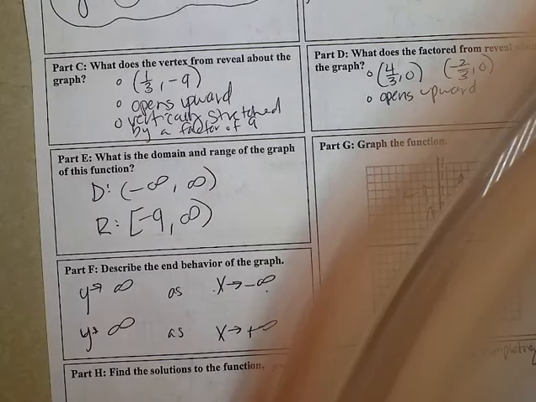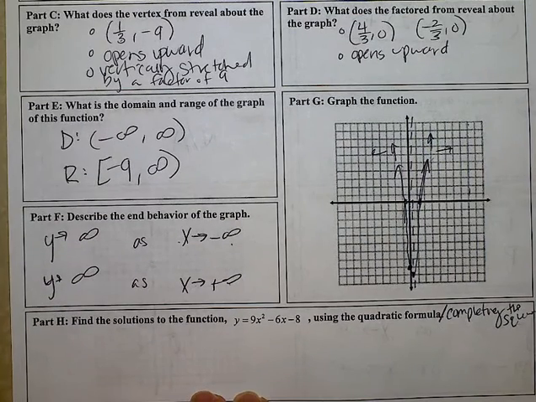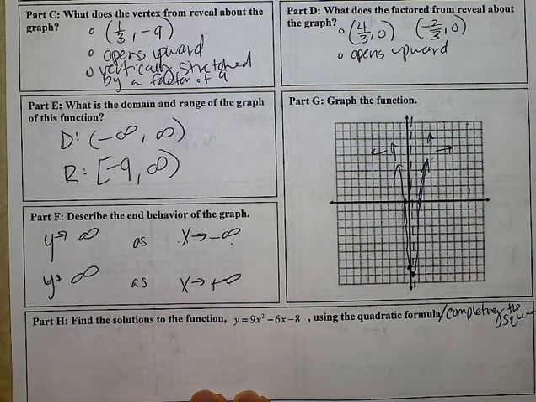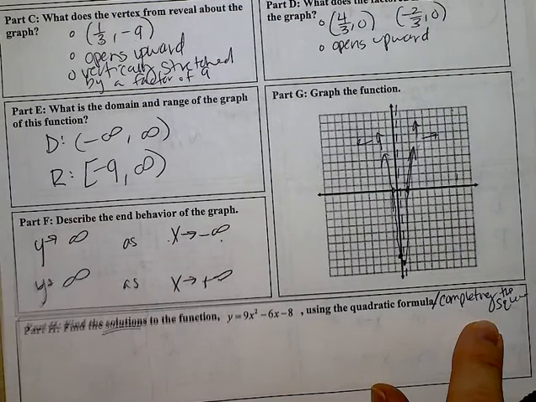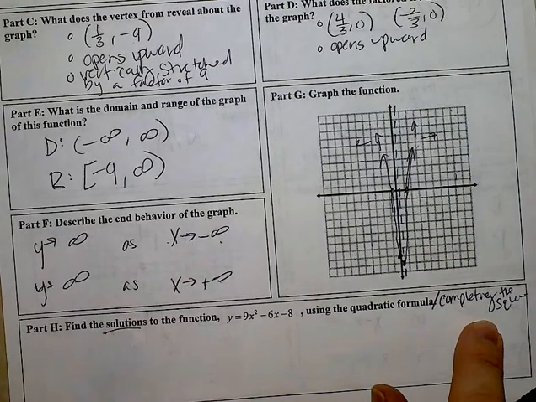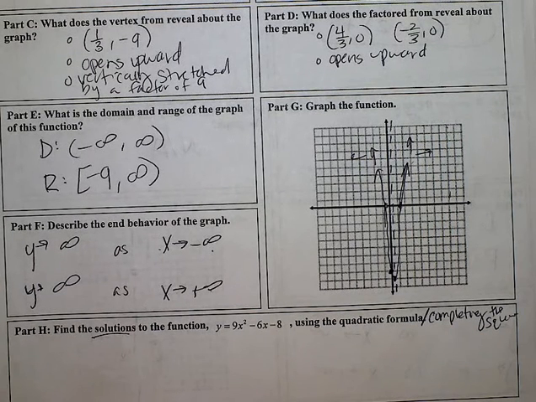Now down below, I'm going to choose to do this on a different piece of paper, but it says find the solutions. Remember, solutions are x-intercepts, zeros. What's the other one I'm missing? Roots, okay? All different words for solution. Using either quadratic formula or completing the square. You're going to do the method you prefer to use. So I'm going to do completing the square, but if you prefer to use quadratic formula, go for it.